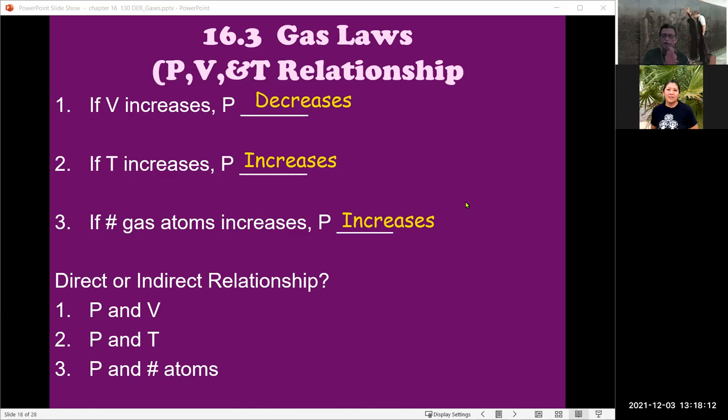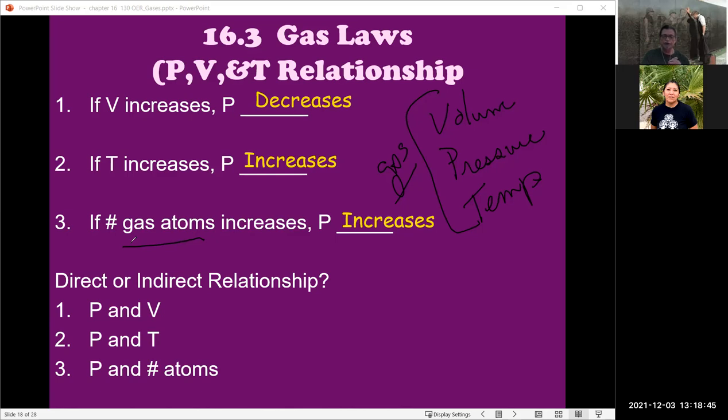We're going to have 3 variables that we're going to work with, okay? We're going to have volume variable, we're going to have pressure, and we're going to have temperature with respect to gases, okay? Those are the 3 variables we're going to deal with. With respect to the gas atoms, we're going to hold that constant. We're going to say we're going to add an X amount of volume of gas atoms in the container, and we're going to do some measurements. Now we got three variables.